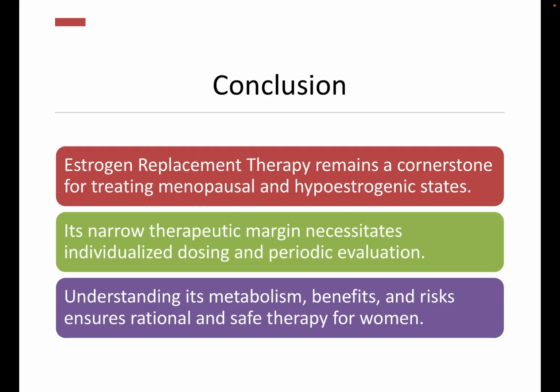So estrogen replacement therapy remains a cornerstone for treating menopausal as well as hypoestrogenic states. It has a narrow therapeutic margin and necessitates individualized dosing and periodic evaluation. Understanding its metabolism, benefits, and risk ensures a rational and safe therapy for women.